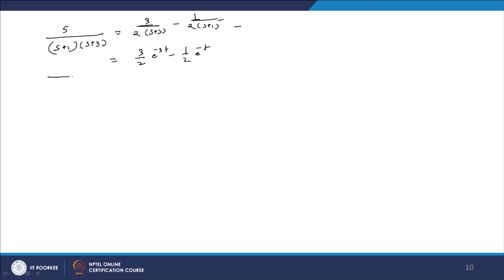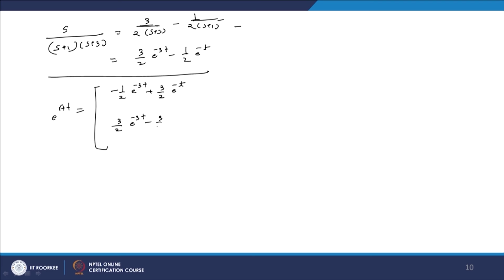So, finally, all these 4 transfer functions we can write in this final matrix form as minus 1 by 2 e raised to minus 3t plus 3 by 2 e raised to minus t, 3 by 2 e raised to minus 3t minus 3 by 2 e raised to minus t, then here minus 1 by 2 e raised to minus 3t plus 1 by 2 e raised to minus t, 3 by 2 e raised to minus 3t minus 1 by 2 e raised to minus t.